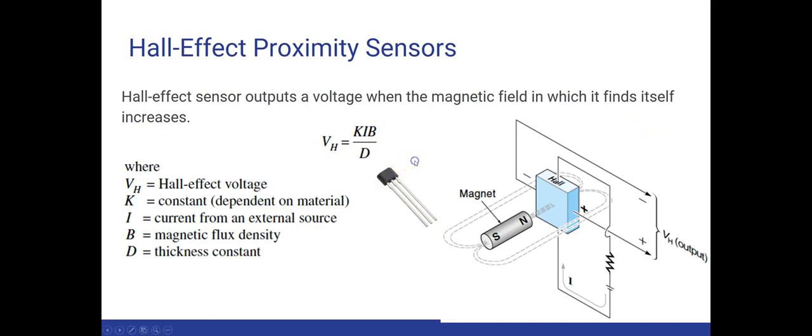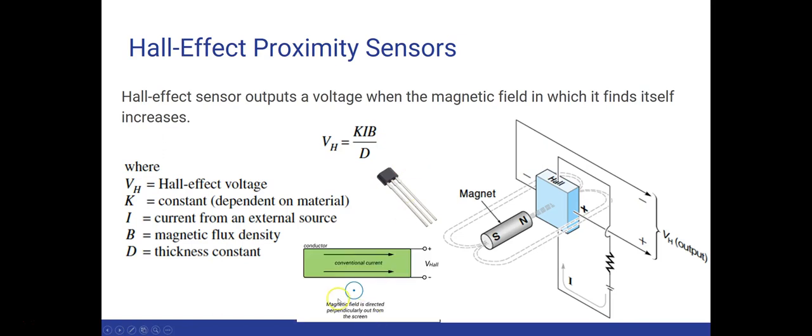Now let's see this picture, which is the simplified form of this circuit, where it shows the conventional current, and this is the conductor, and this is the magnetic field. As this magnetic field moves to and fro, depending upon that, the Hall voltage will be created.